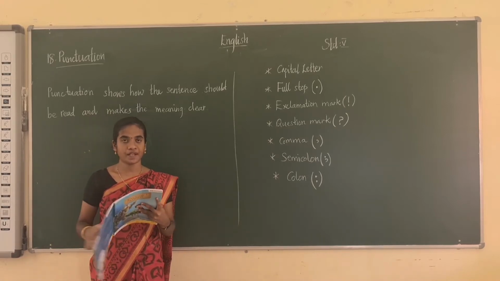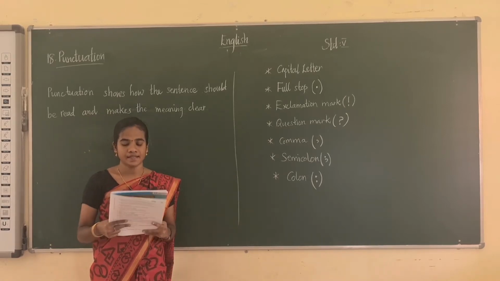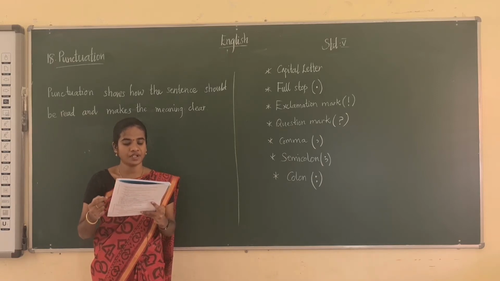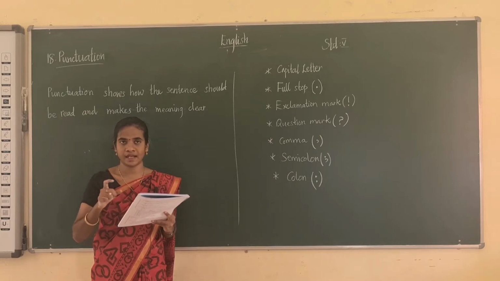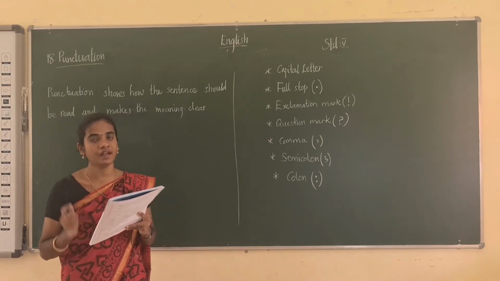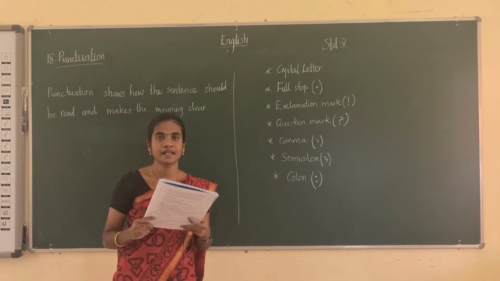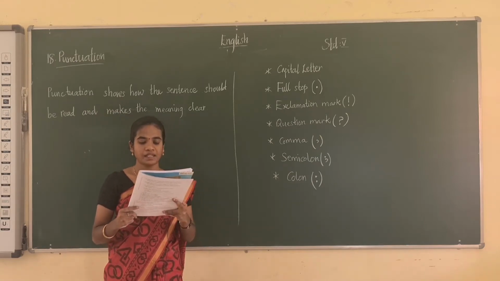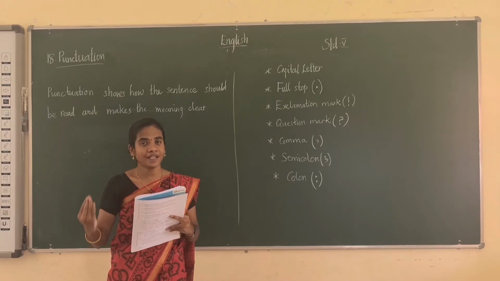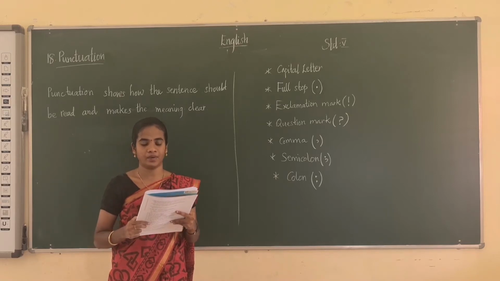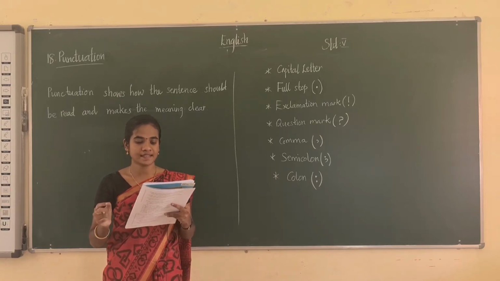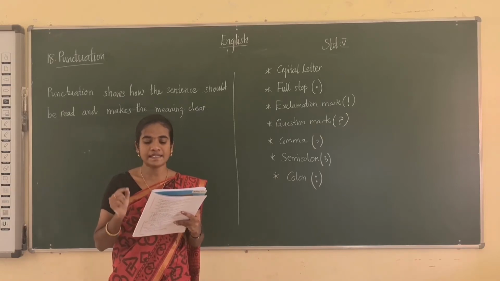So what is punctuation? Punctuation is a set of signs used to distinguish between different parts of a sentence. It helps make the meaning of a sentence clear. It helps us make the meaning of a sentence clearer. Punctuation is used to create sense, clarity and stress in a sentence.